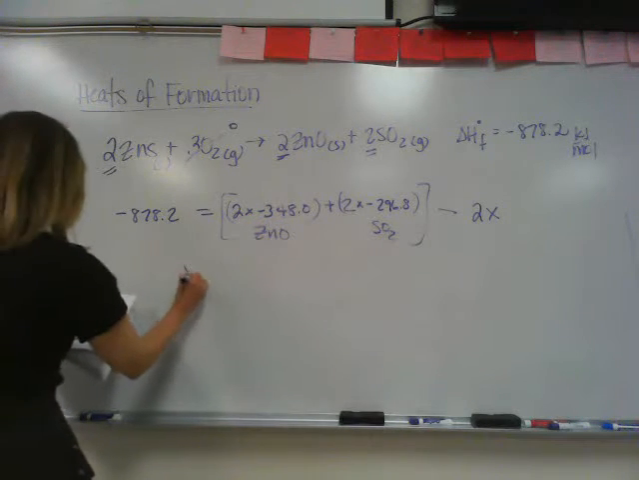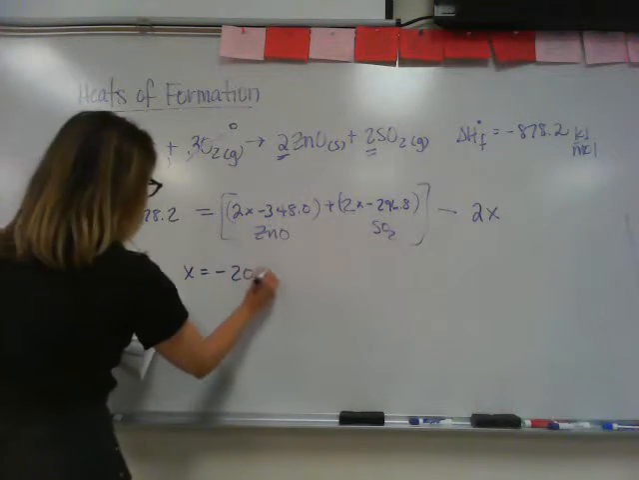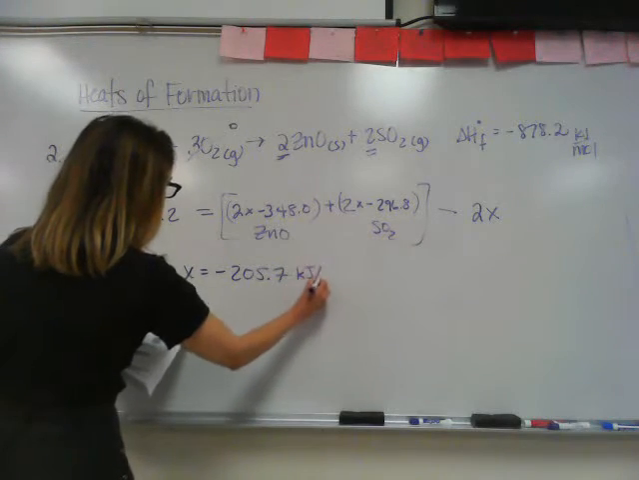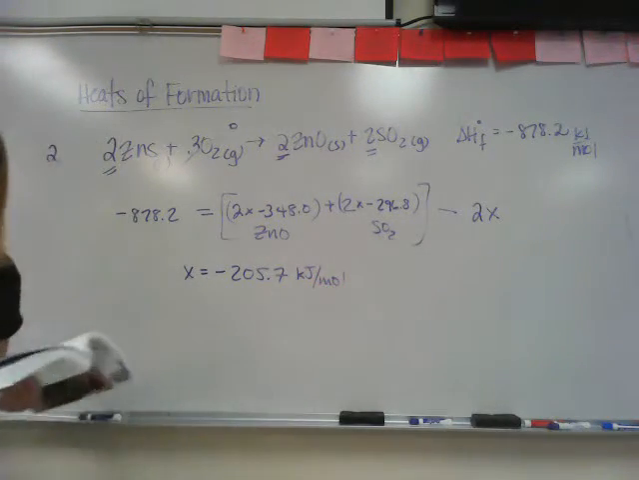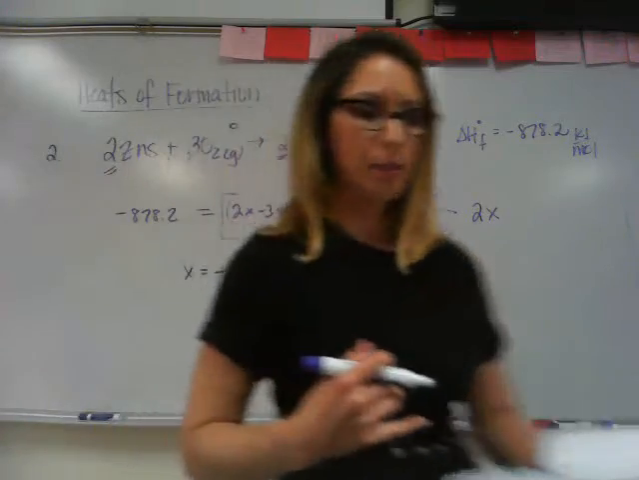You're going to end up solving for X. X is negative 205.7 kilojoules per mole after you do all the math.